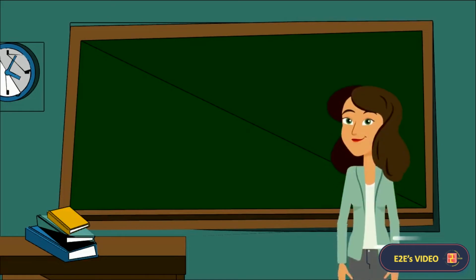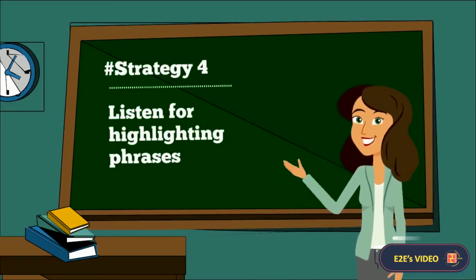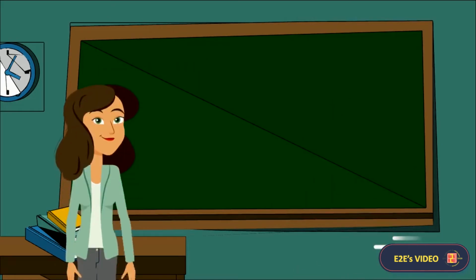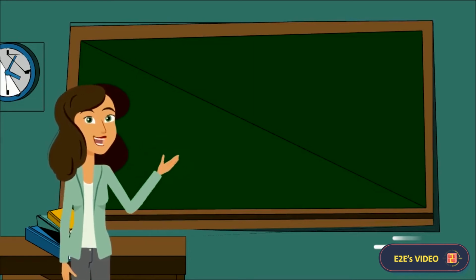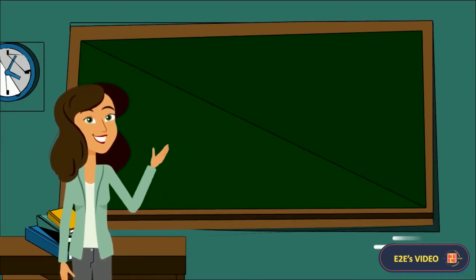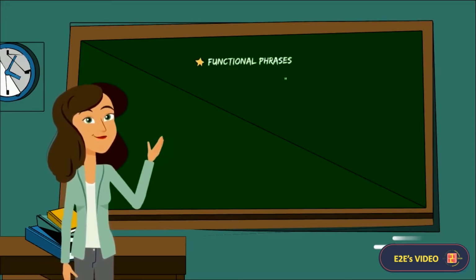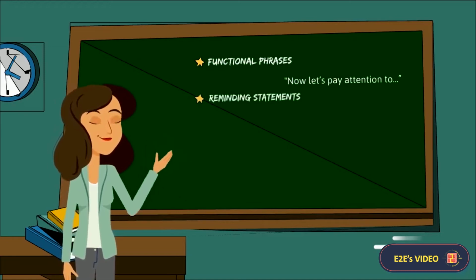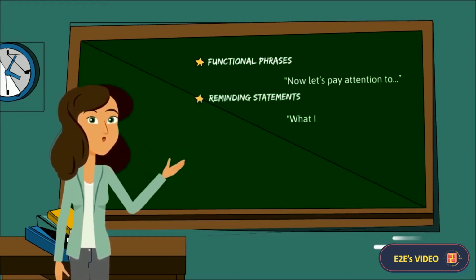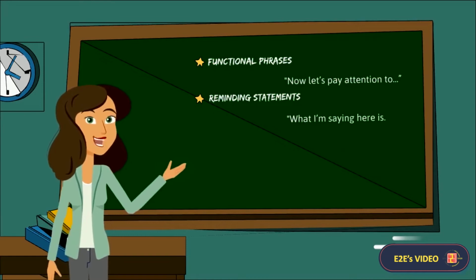Another method to detect the main idea is to listen for highlighting phrases. In the talk, the speaker may use signal language to highlight their main point, some of which may be functional phrases, for instance, "Now let's pay attention to," or reminding statements like, "What I'm saying here is that," or "Remember."